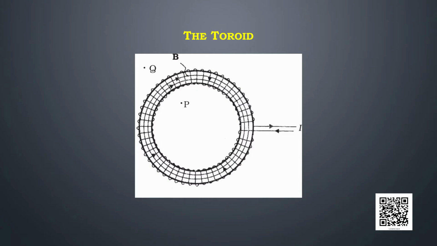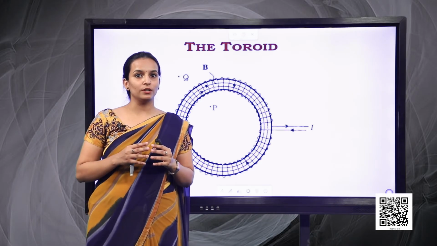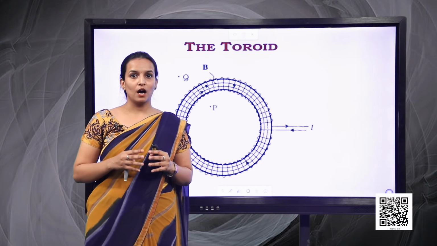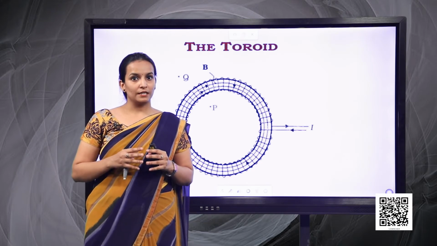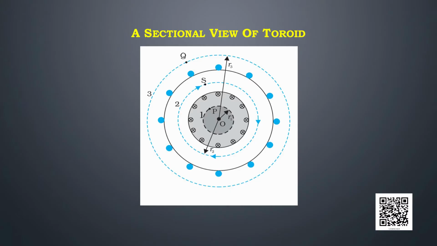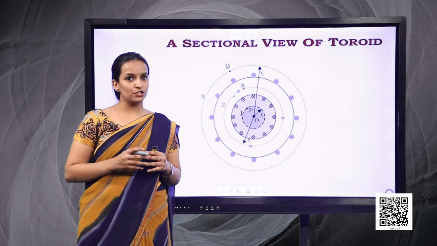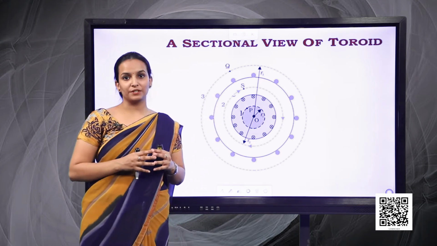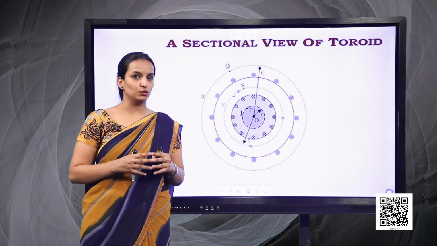This is a toroid. The toroid is a hollow circular ring on which a large number of turns of a wire are closely wound. Consider that it is carrying a current I. In order to calculate the magnetic field due to a toroid, we will use a sectional view of the toroid. The direction of the magnetic field inside is clockwise as per the right hand thumb rule for circular loops.